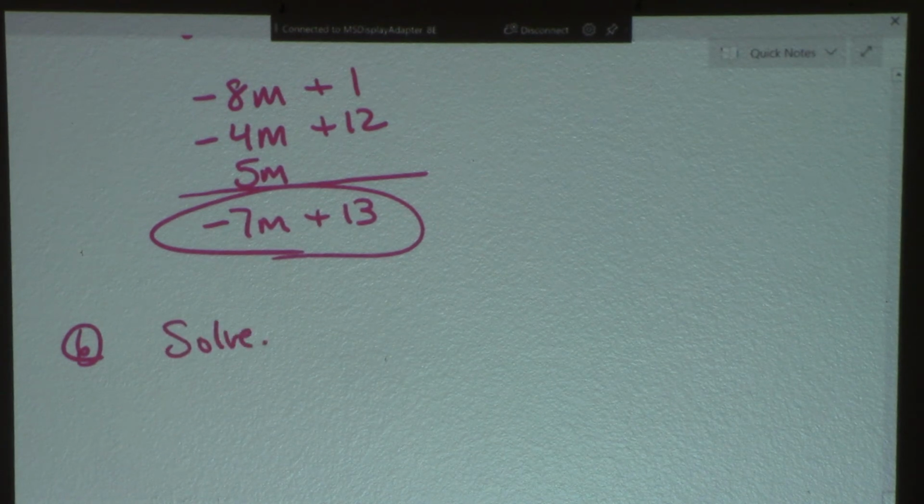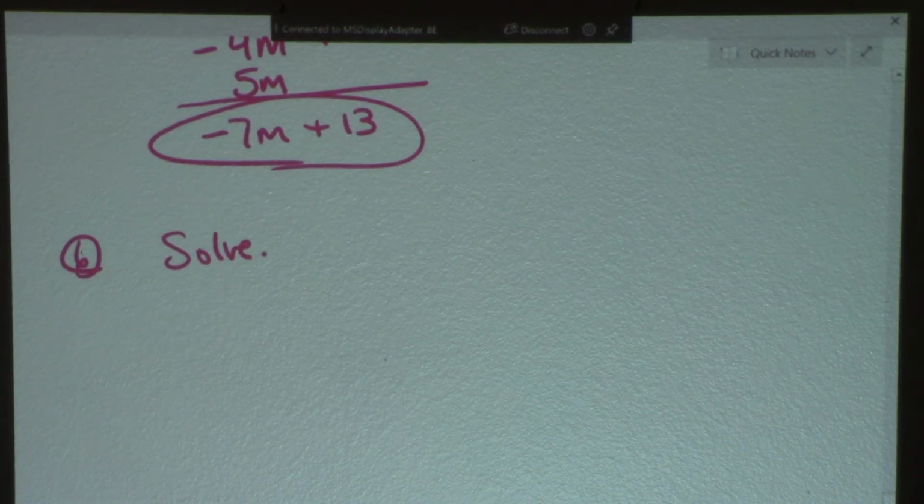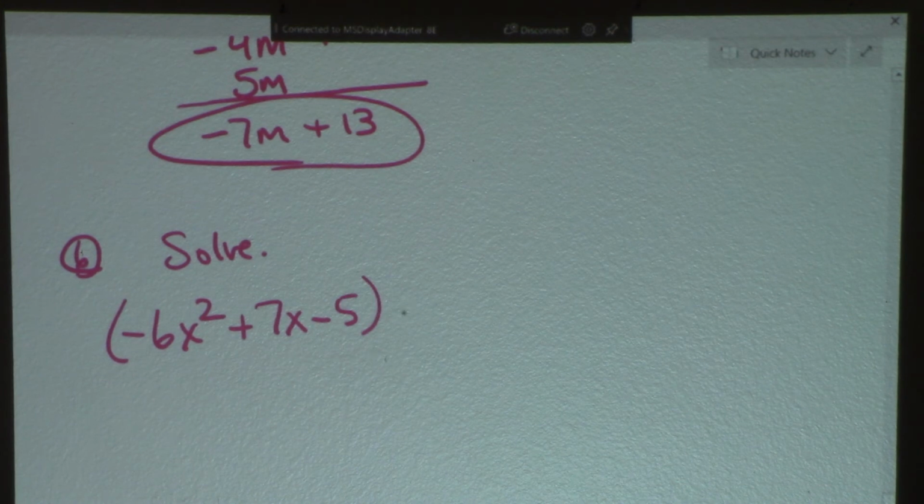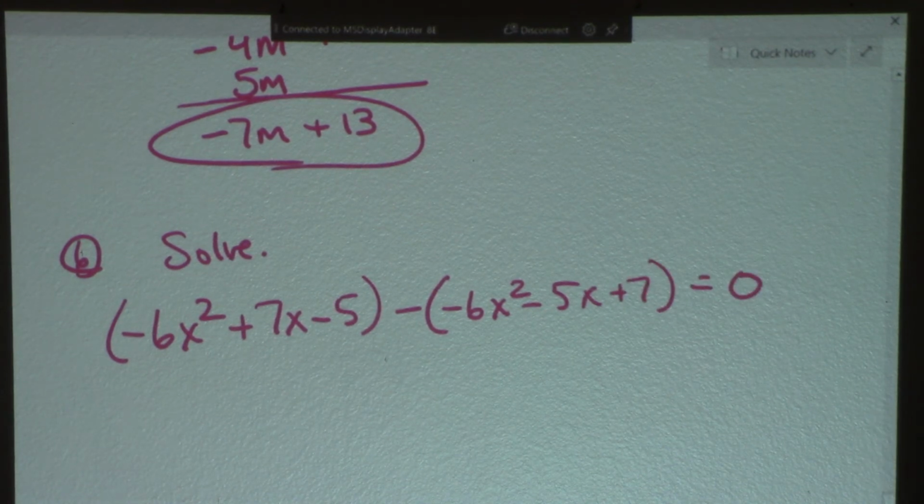Solve. Okay, we have one that we have to solve. So I've got negative 6x squared plus 7x minus 5 minus 6x squared minus 5x plus 7 equals 0. Now, when I have an equation like this, I can no longer just stack them, which is what I was doing. So I need to be able to rearrange and put like terms next to each other. That's another way to do it.